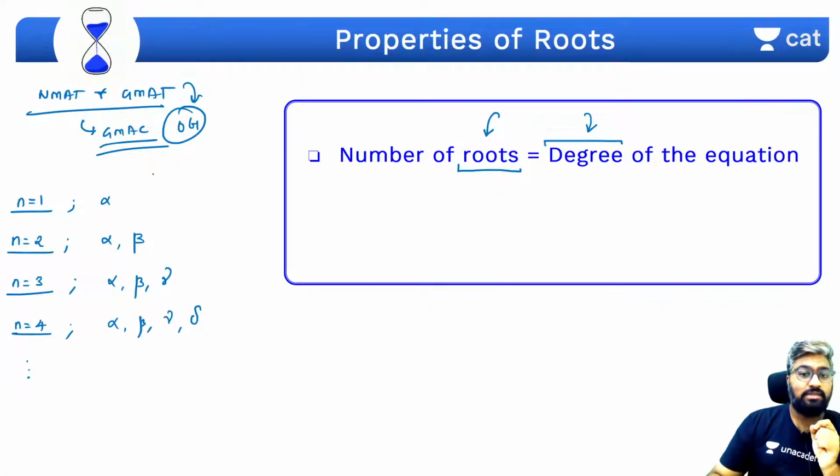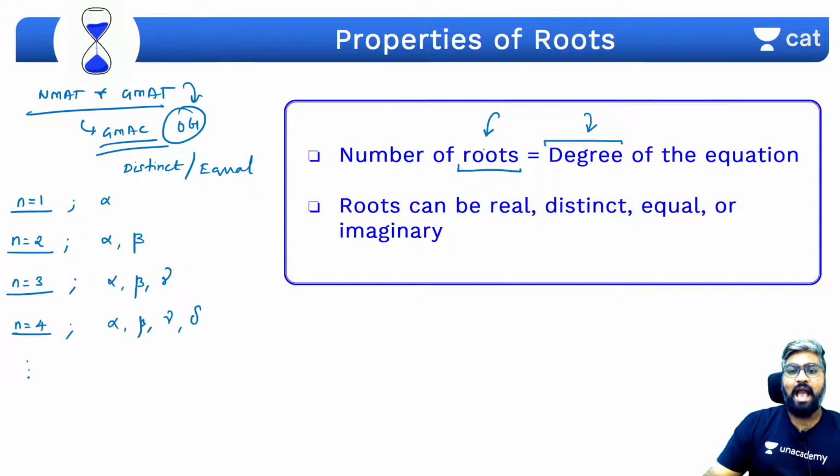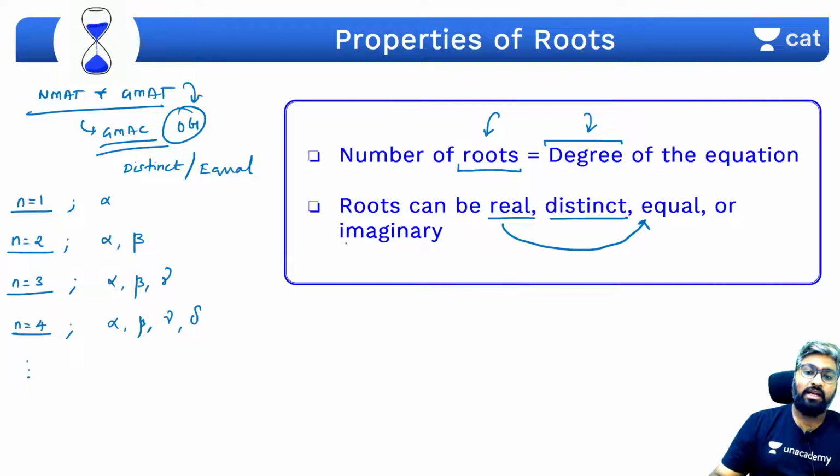Now there are situations where these roots may be distinct or equal. Alpha and beta can be equal, alpha, beta and gamma can be equal. And these roots can be real distinct, real equal, or imaginary. What do you mean by imaginary? They will contain i in them, in the p plus iq format.